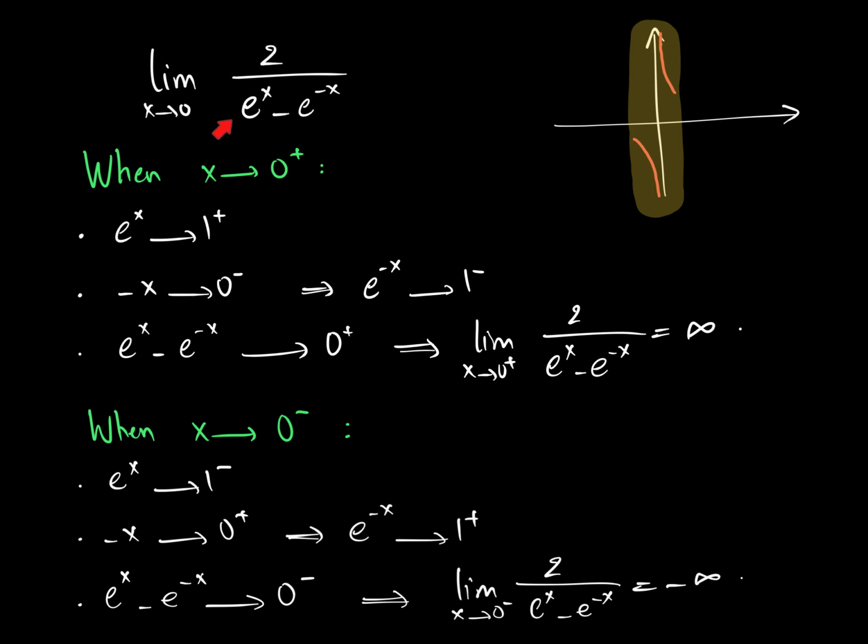This means that the given limit does not exist, and our function will take arbitrarily large values when x is sufficiently close to 0 from the right, and arbitrarily large negative values when x is sufficiently close to 0 from the left. So this is the behavior of the function when x is close to 0.